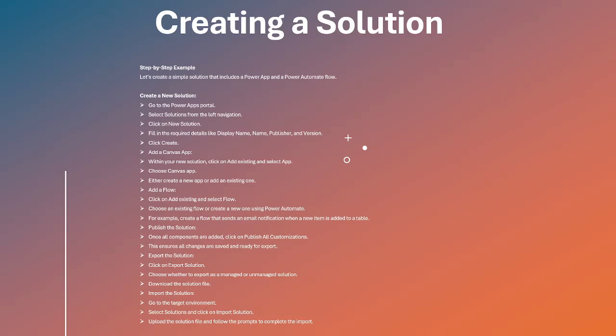Then you can publish the solution. Once all components are added, click on Publish All Customizations. This ensures all changes are saved and ready for export. And then you can export the solution. To export the solution, you need to click on Export Solution. Choose whether to export as a managed or unmanaged solution. Download the solution file and then you can import the solution.